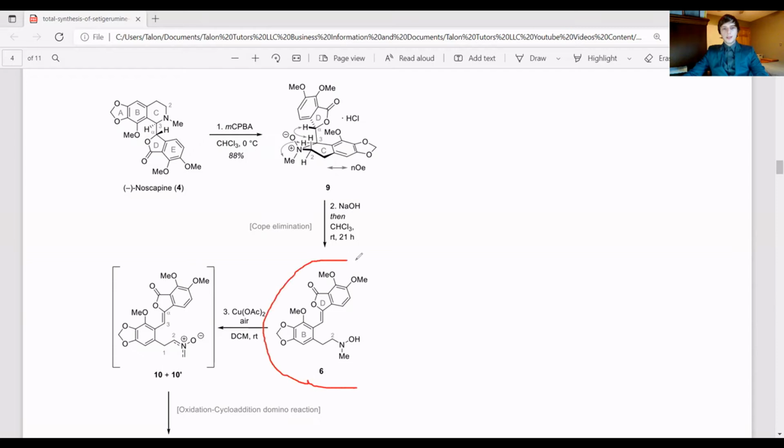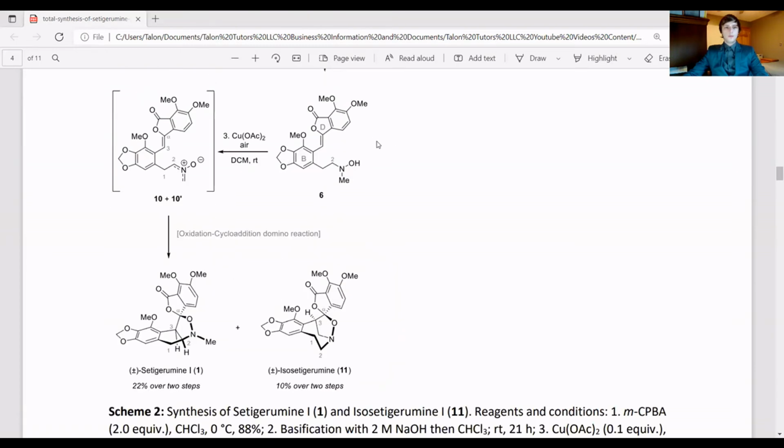When we get to compound 6, they need to do an oxidative cycloaddition domino reaction. Now they first start out with mercury oxide, and they get fairly good yields of this compound. And so they create their nitrone dipole. And what is important with this is that there's a competing reaction between the C2 right here and this N-methyl. So if they cause the oxidative cycloaddition at the C2, they get their proposed compound Setigerumine I. But if they get the reaction at the N-methyl, they get isosetigerumine, which is a compound that hasn't been isolated or accounted for in any biological species. So they actually get both of these. They get 22% yield of the Setigerumine I and 10% yield of the isosetigerumine. So they go back to the drawing board.